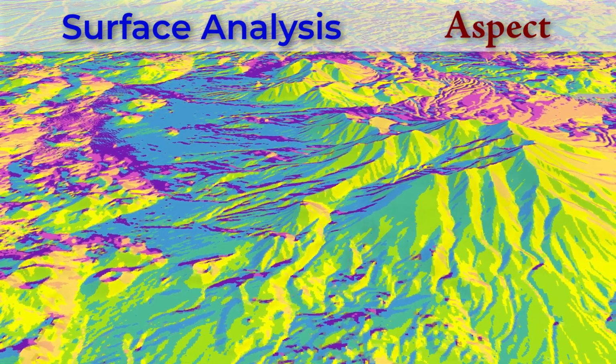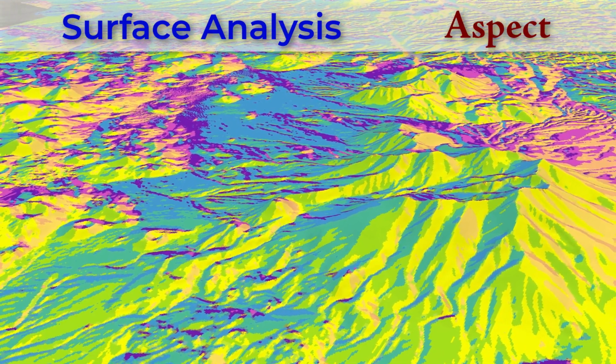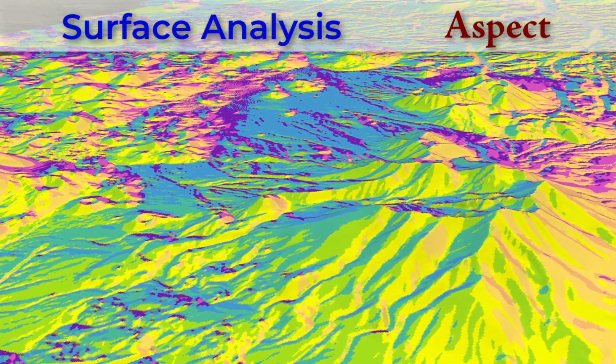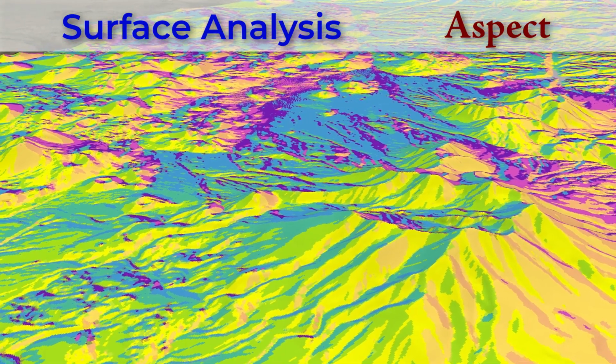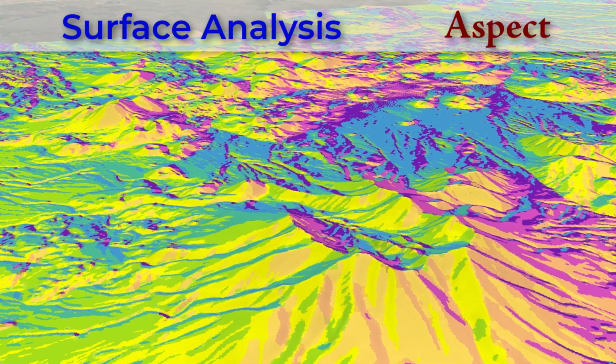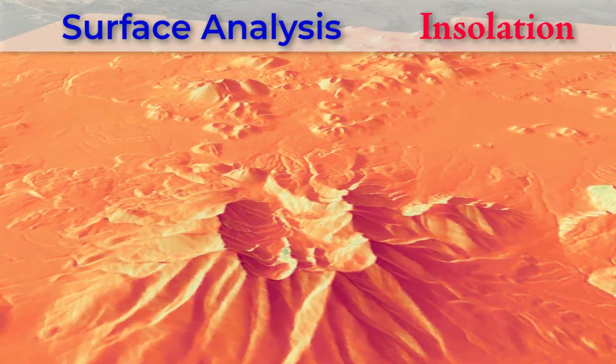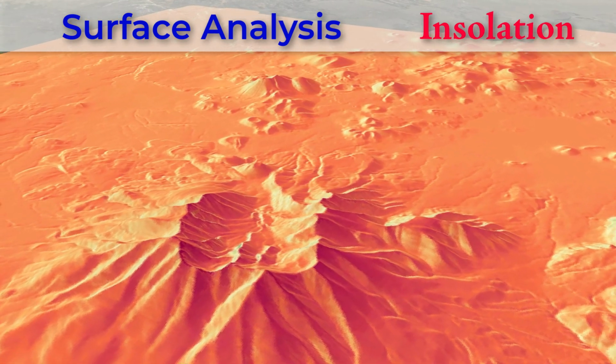Aspect can be a little tricky because it's a circular variable, so the difference between 1 degree and 2 degrees is the same as the difference between 1 degree and 359 degrees. And this means we have to be careful when we're calculating statistics that would describe mean aspect direction over the landscape. We'll also look at insolation, which is the amount of solar energy that reaches the landscape.